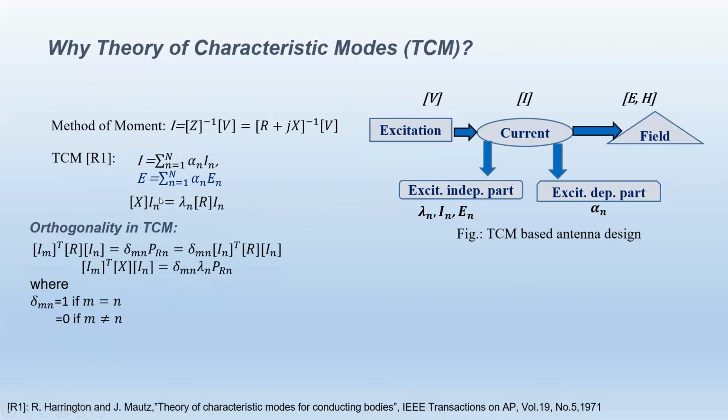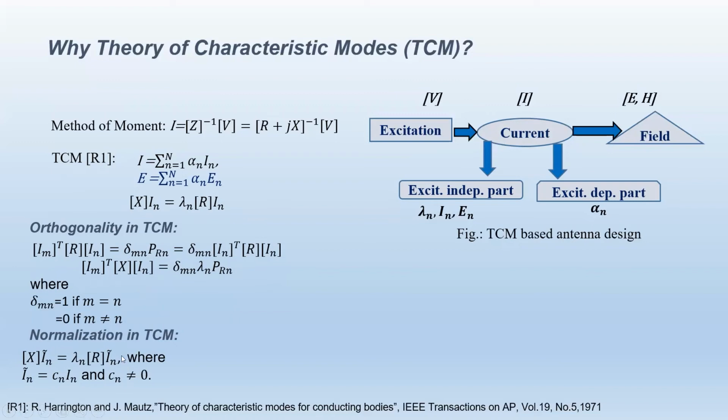Generally it is related to the orthogonality relation. The general orthogonality relation looks like this. It is orthogonal over the R matrix space and the X matrix space like this. Now, Harrington defined that each of these products, where m equals n, is set to unity. If that is not done, what's the problem?